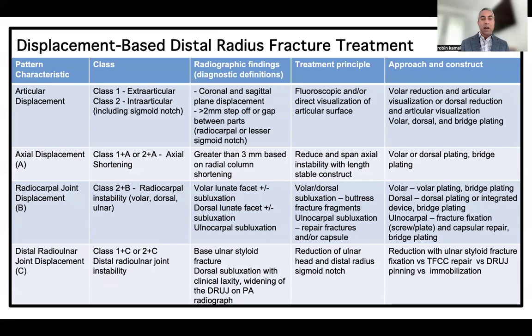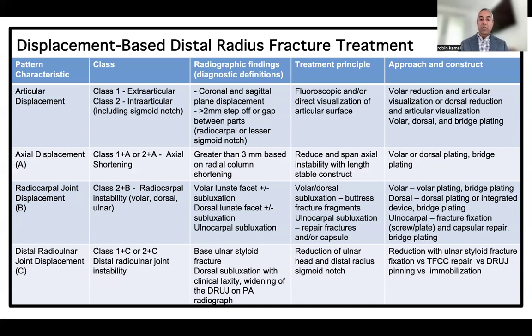And so what I'll describe here is one where you first look at articular surfaces and look if there's articular displacement or not, including the sigmoid notch, because as we know, that will guide the outcome of the patient. We look at axial displacement and how that can guide how we decide to fix a distal radius fracture. We look at radiocarpal joint displacement, and we look both volarly, dorsally, or if they have ulnocarpal subluxation.